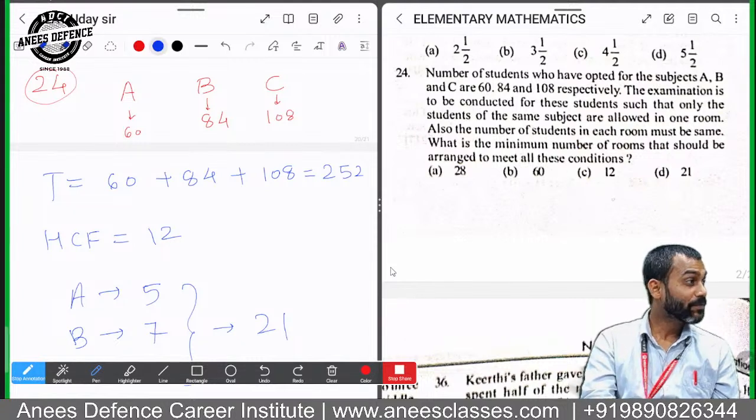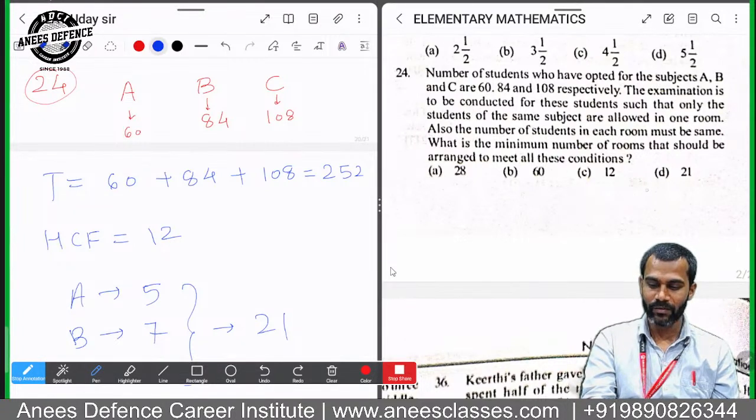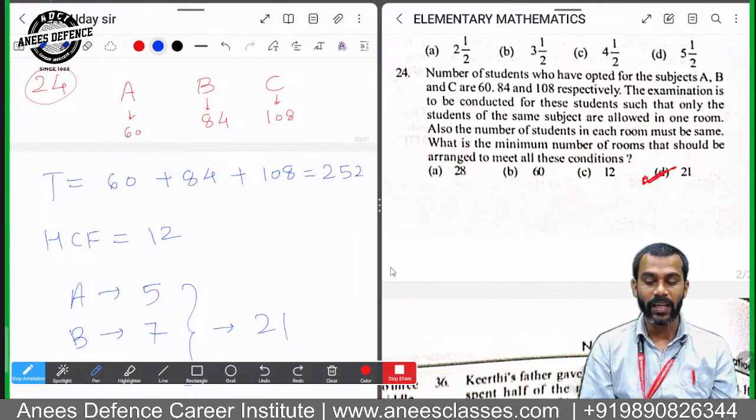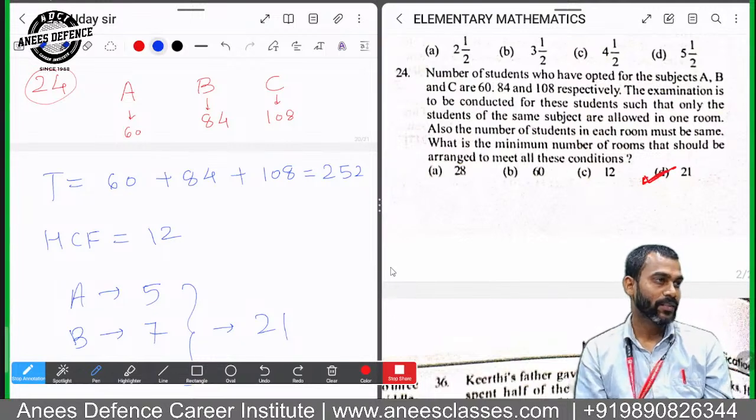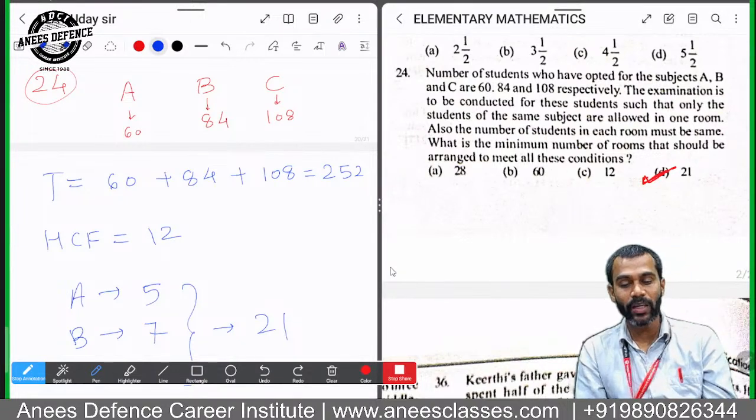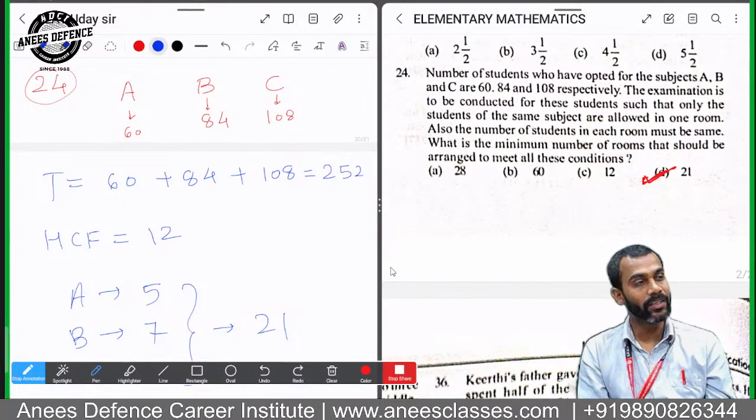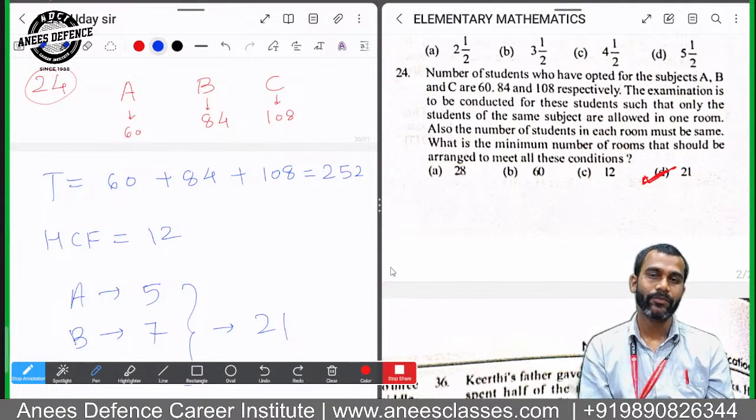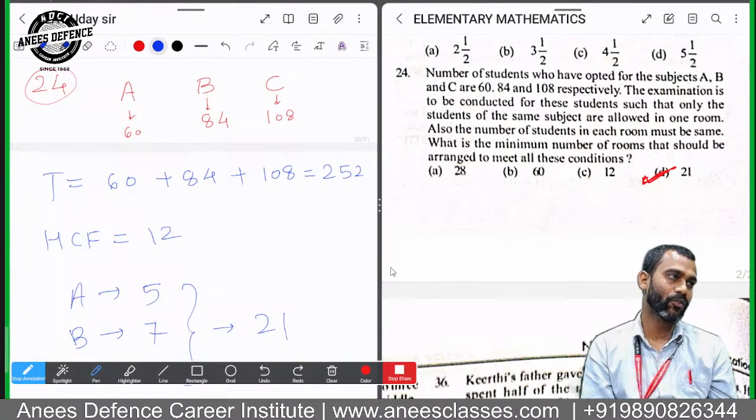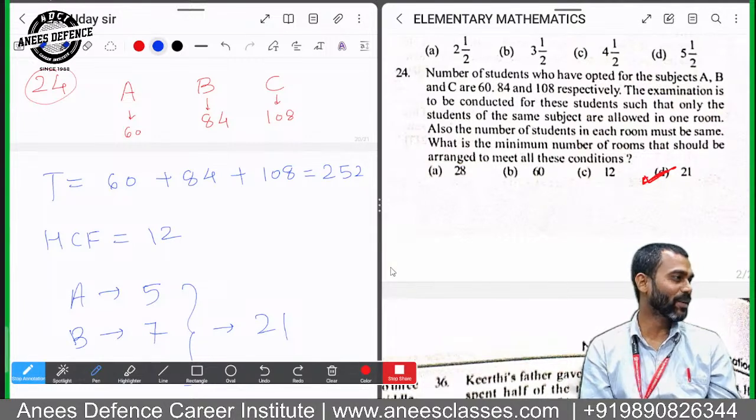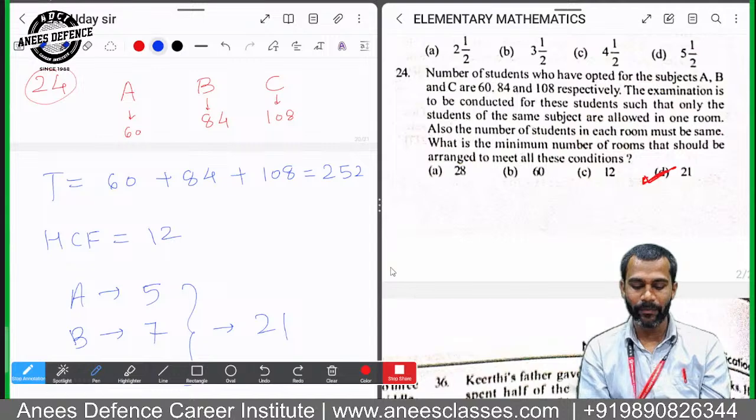What was your answer? The answer is HCF, which is 12. So 12 is the number of students which will be there in each room. Understood? So the answer is 12. Very good question. I hope it is clear. This was the application of LCM and HCF, real applications. Shall we move ahead?